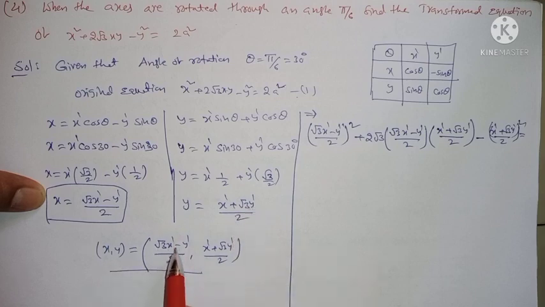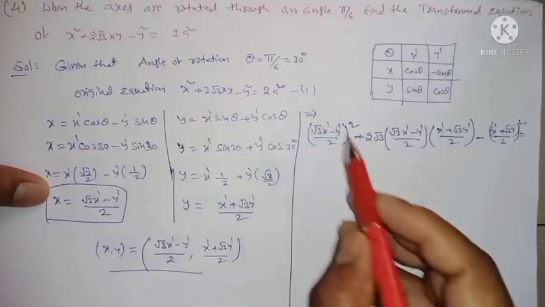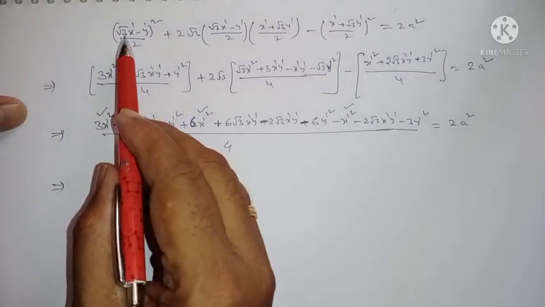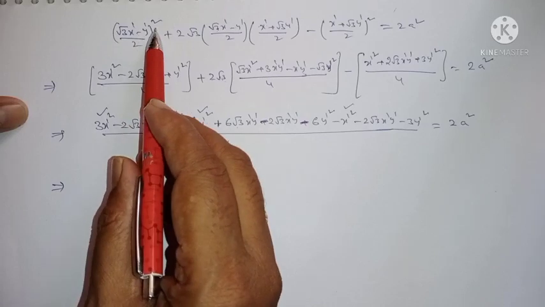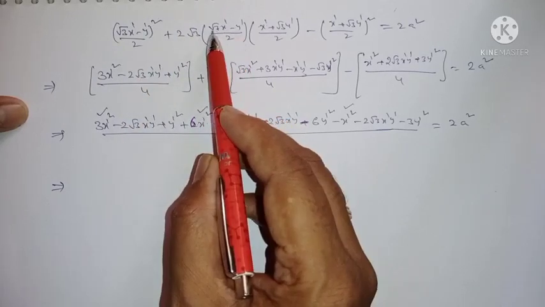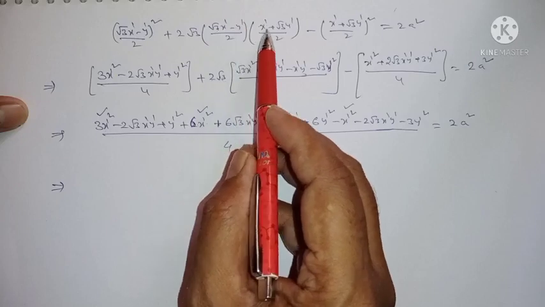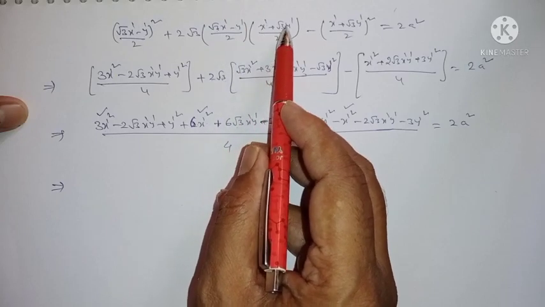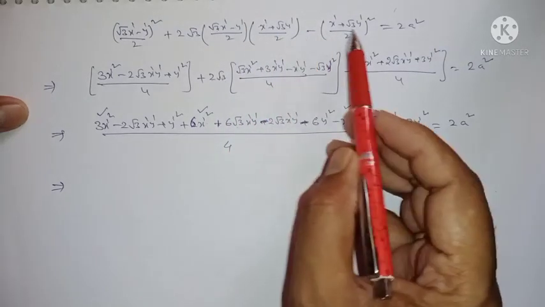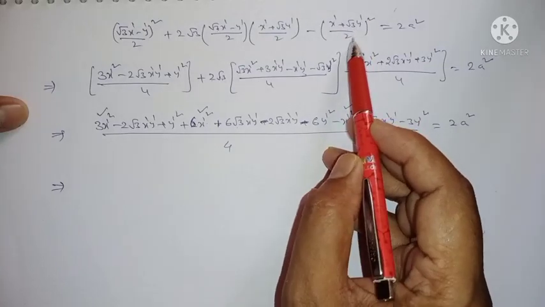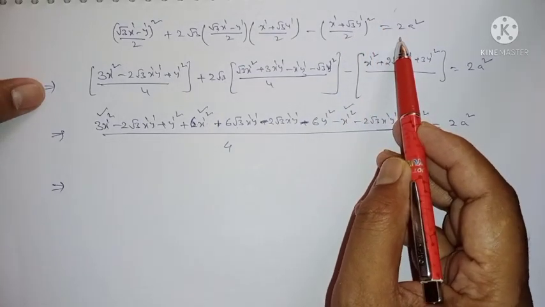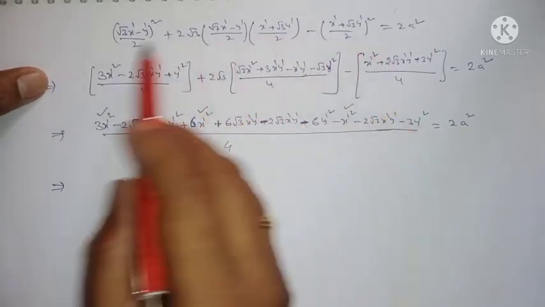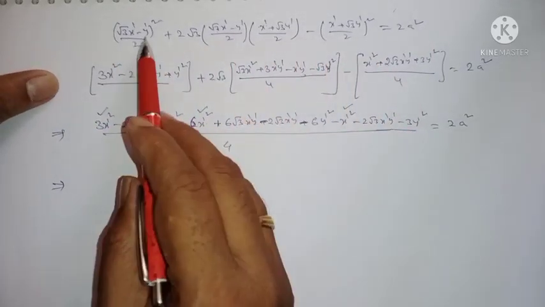These are x and y values. You can write here x is (root 3 x dash minus y dash) by 2, and y is nothing but (x dash plus root 3 y dash) by 2. These two values you can substitute in equation 1: ((root 3 x dash minus y dash) by 2) whole square plus 2 root 3 times ((root 3 x dash minus y dash) by 2) into ((x dash plus root 3 y dash) by 2) minus ((x dash plus root 3 y dash) by 2) whole square is equal to 2a square. The x, y values you can substitute, you get this equation. You can simplify this one.